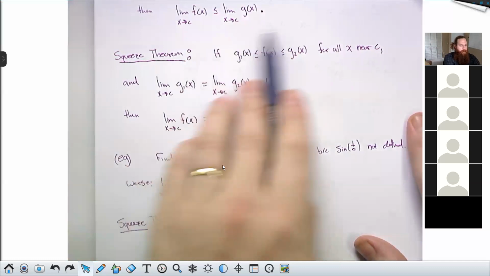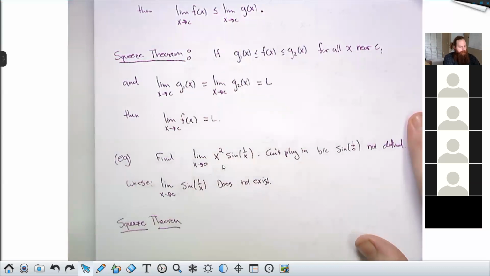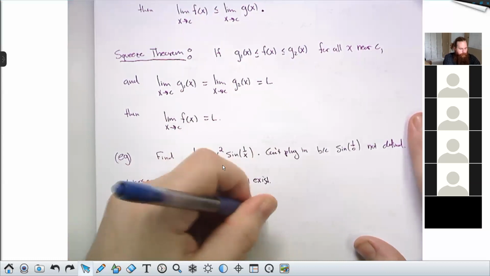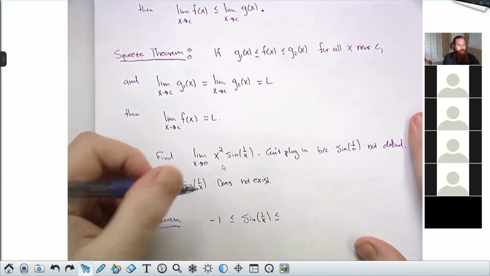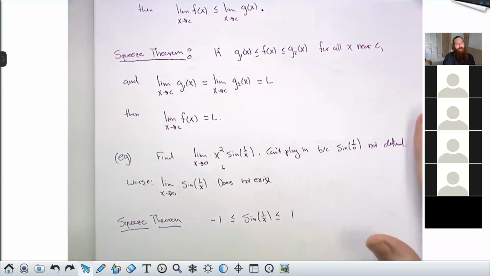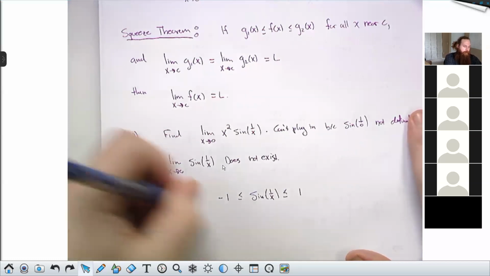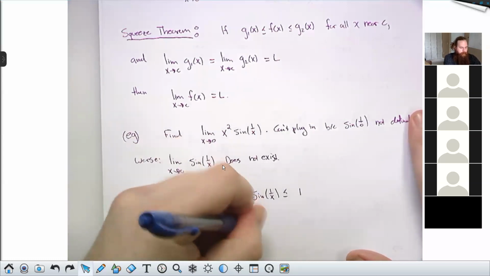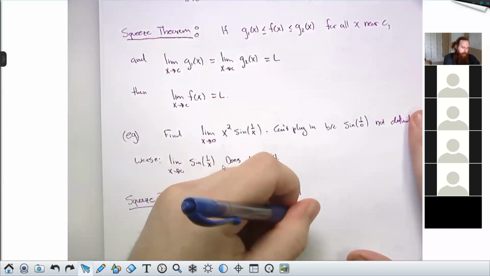I need to build an inequality that looks like this and holds true for all x near 0. The neat observation is that the sine of anything, even the sine of 1 over x, is always bounded. It's always bigger than or equal to -1, and it's always smaller or equal to +1. This on its own won't get me the result, but if I multiply through by x squared, then I see -x squared is less than or equal to my function, x squared times the sine of 1 over x, is less than or equal to the positive x squared.